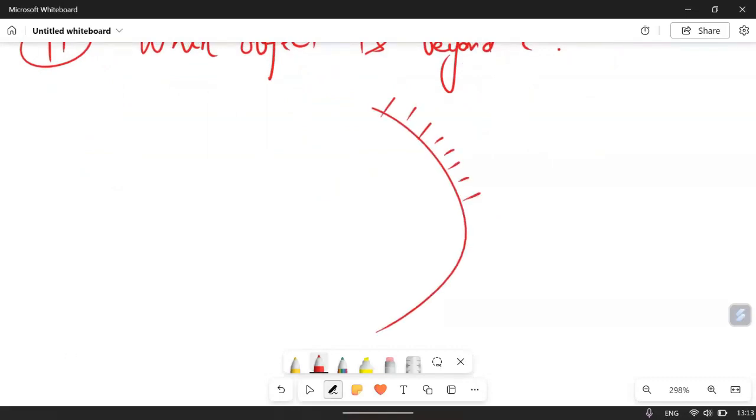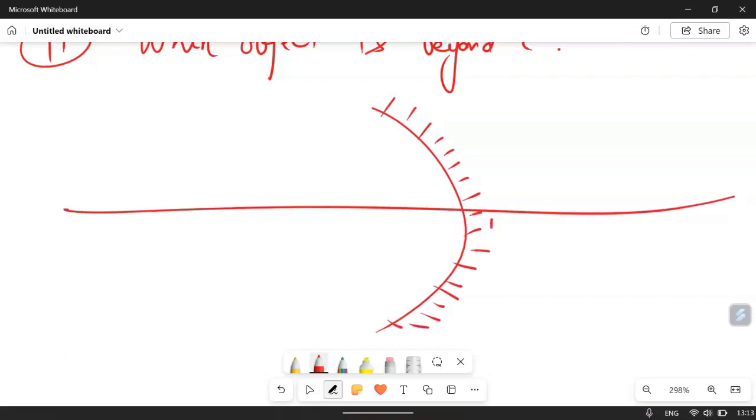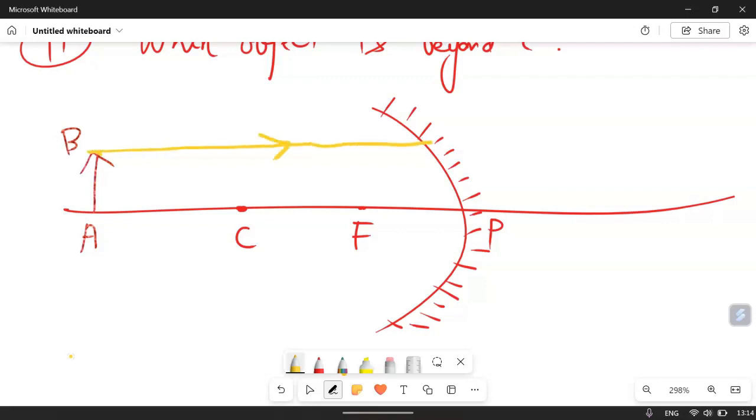Okay, so let's do it again. This is your concave mirror, polished at one part. Let's draw the principal axis. This is the pole, this is the focus, and this is the C point. Now we will draw the object. This is your object. Name it A and B. Now the light comes from the head of the object, B. And when light rays come parallel to the principal axis, it will pass through the focus. So draw it through the focus.